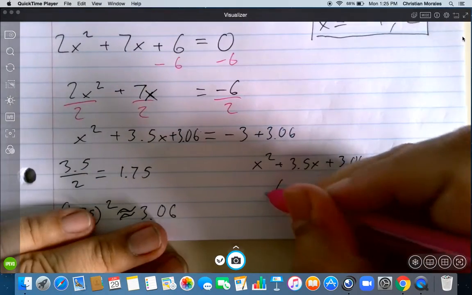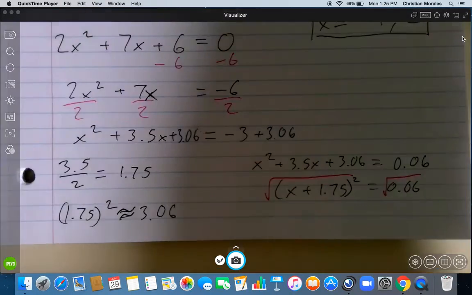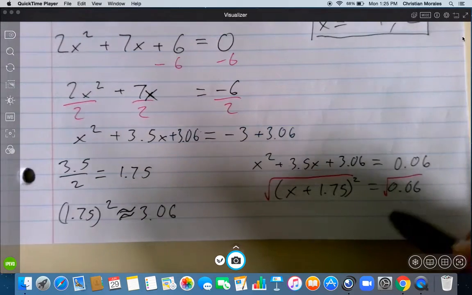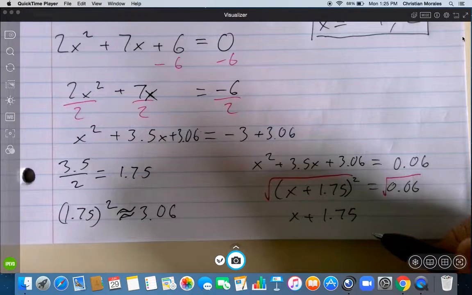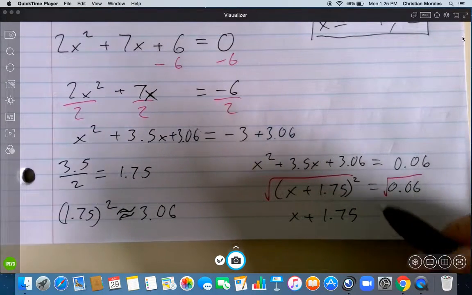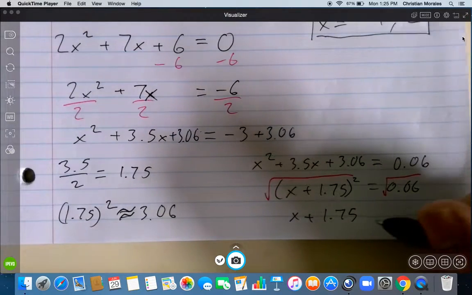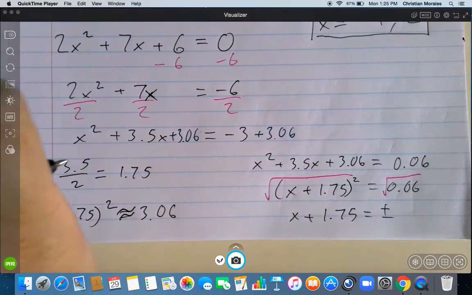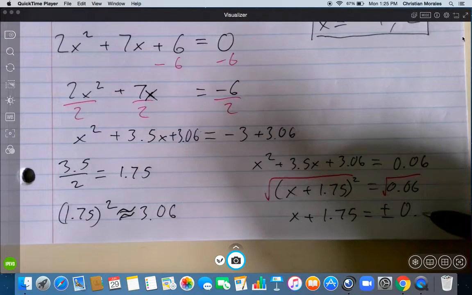I'm taking the square roots. And now, guys, when you're dealing with decimals, I'm not going to have you keep it in square roots. Just use a calculator. Just use a calculator. You get x plus 1.75. And now I need the square root of 0.06. So I need to turn my calculator sideways because I'm using my phone right now. Sorry, it's just not responsive. I get plus or minus 0.24.